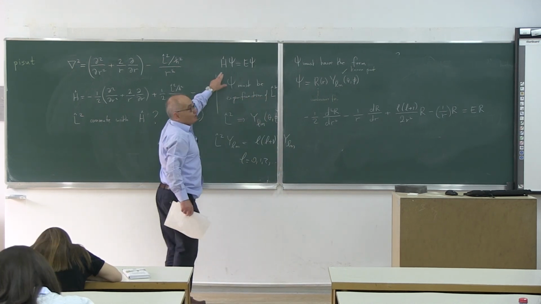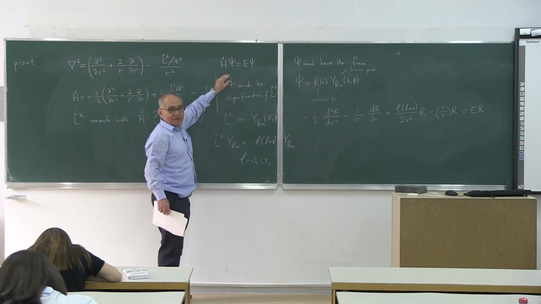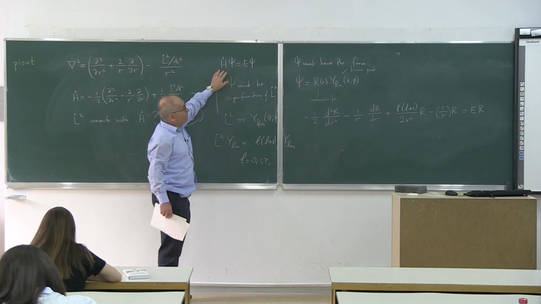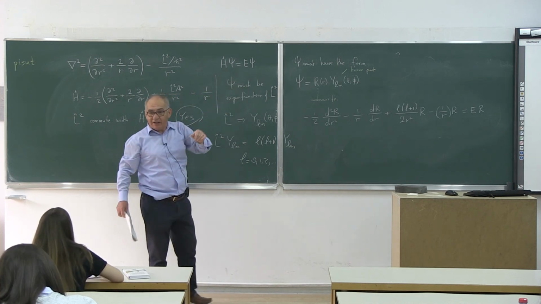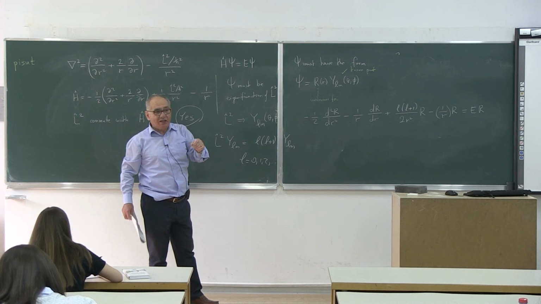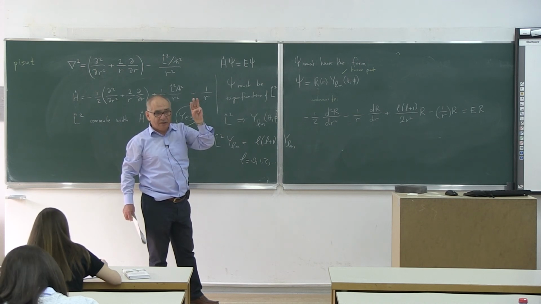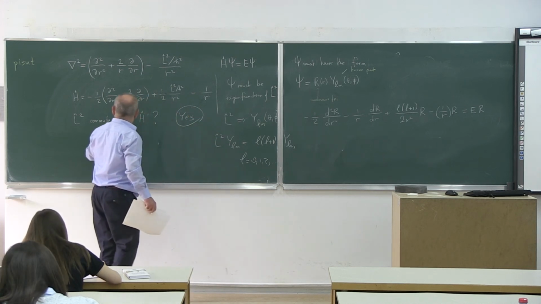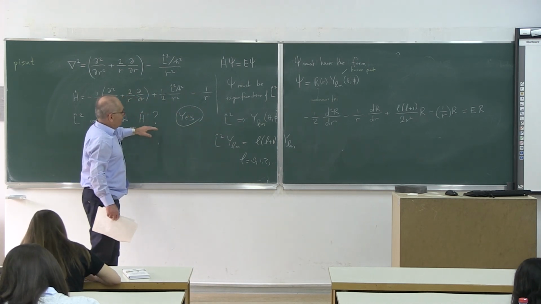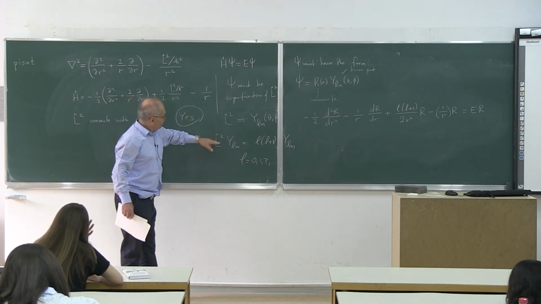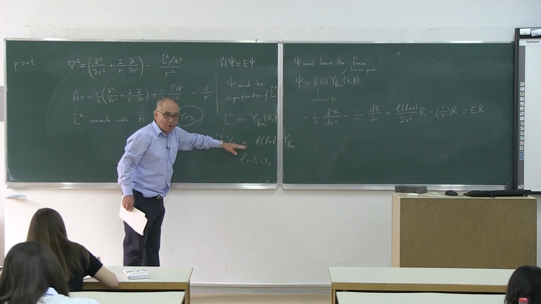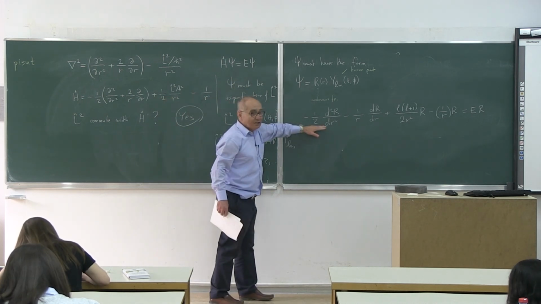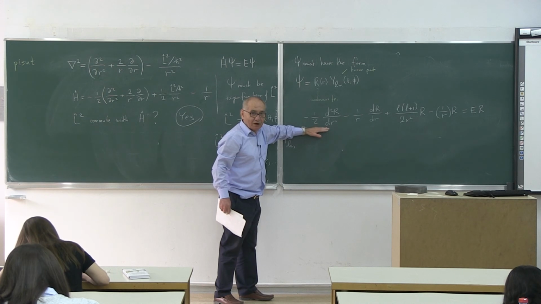The original equation contains how many independent variables? 3 independent variables. So the original equation is a partial differential equation in 3 variables. All right? Noting that L square commutes with H, and because eigenfunctions of L square are already known, this problem is converted into this problem for R.